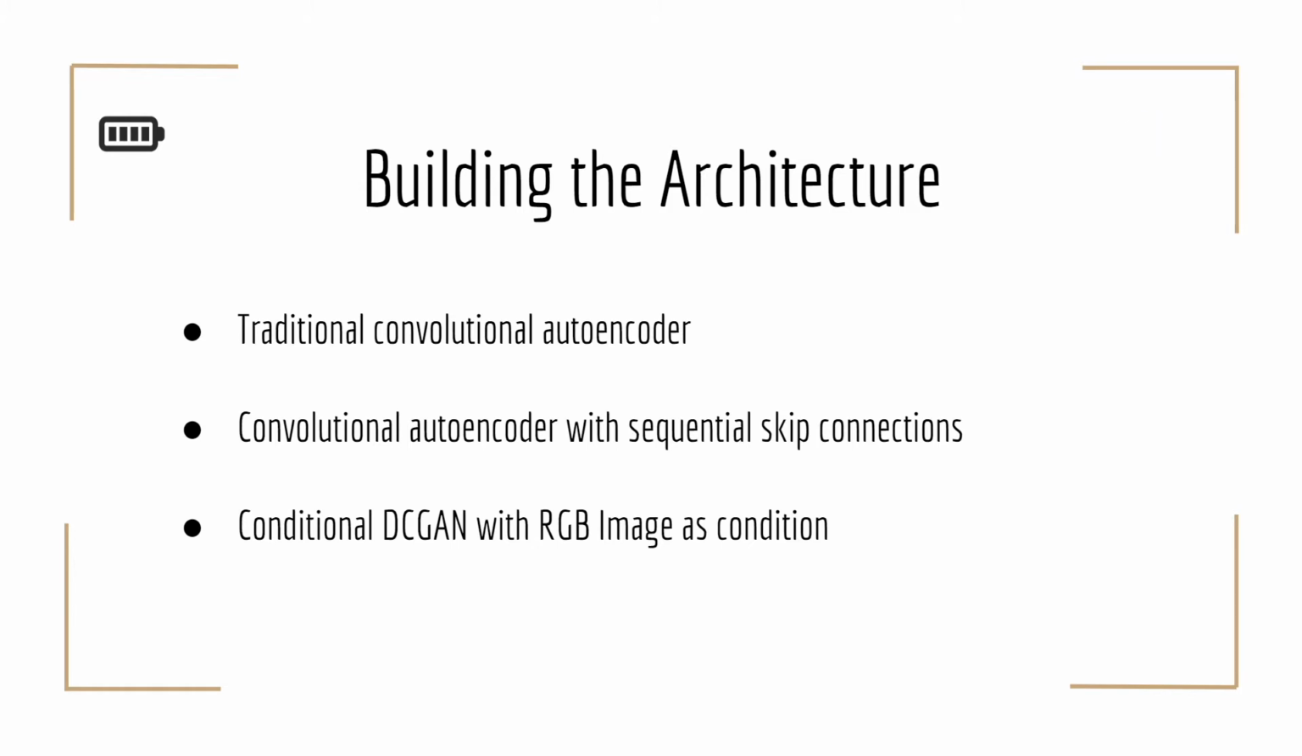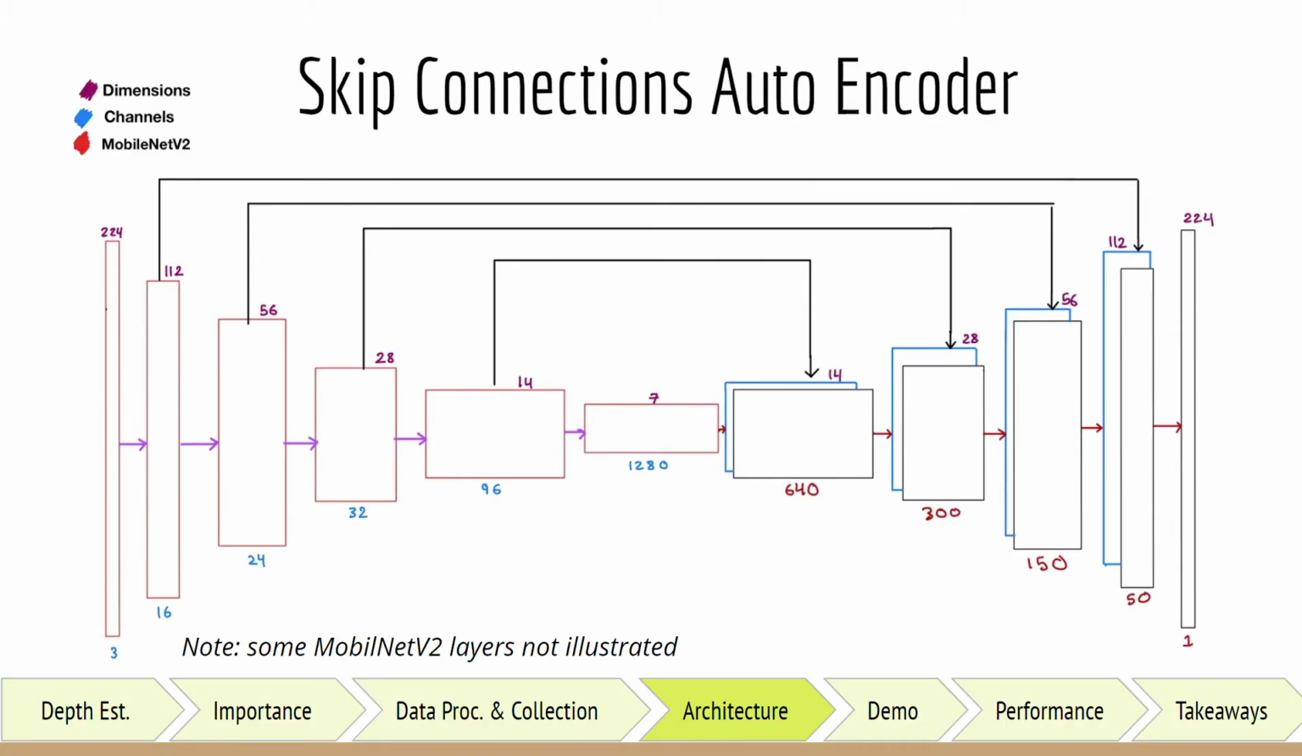We observed a breakthrough after stumbling on a paper that suggested adding skip connections between encoder and decoder layers. We used MobileNet v2 as our encoder and built a decoder using regular convolutions with interpolation upscaling.